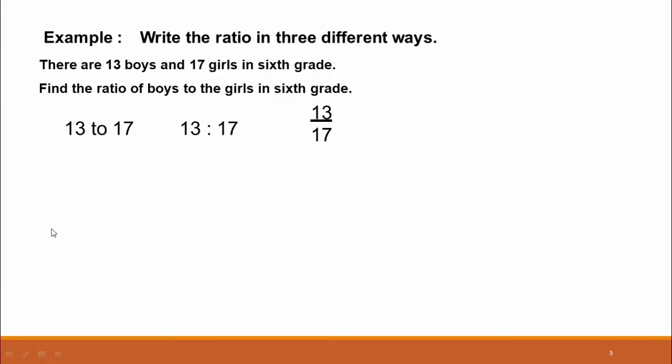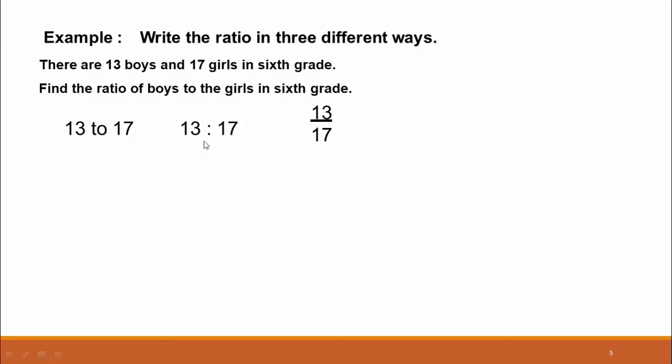Now, for example, there are 13 boys and 17 girls in a 6th grade class. How can we present these quantities by ratio, since I have already told you that there are three ways to write the ratio between the boys and girls in this example? So we can write 13 to 17. This is the first way. Using this word "to", we can present the ratio between two quantities.